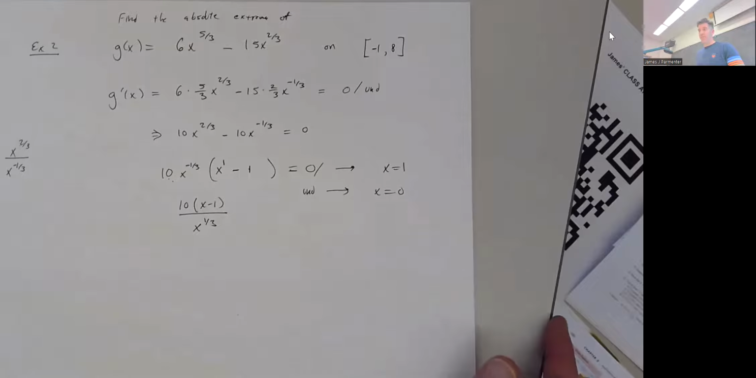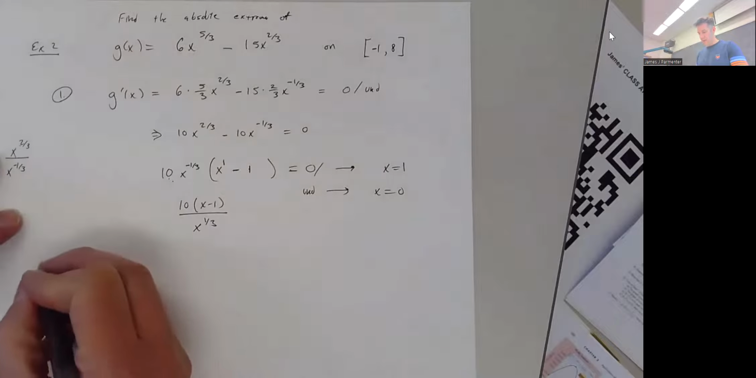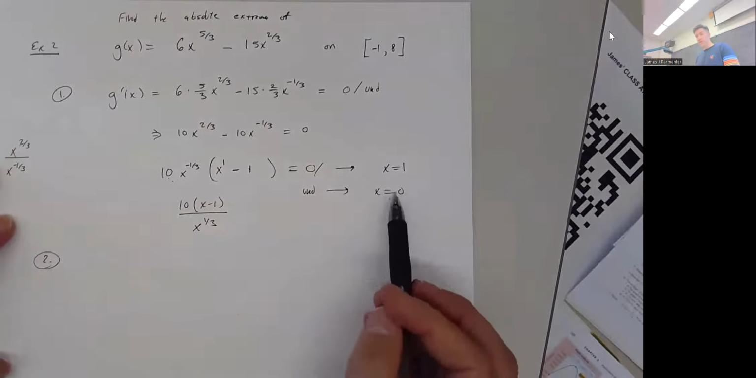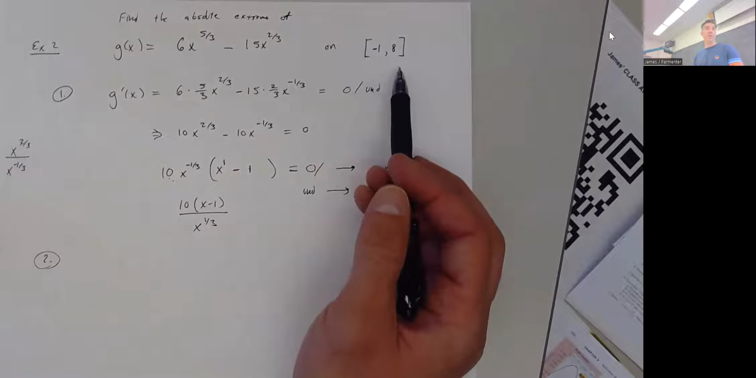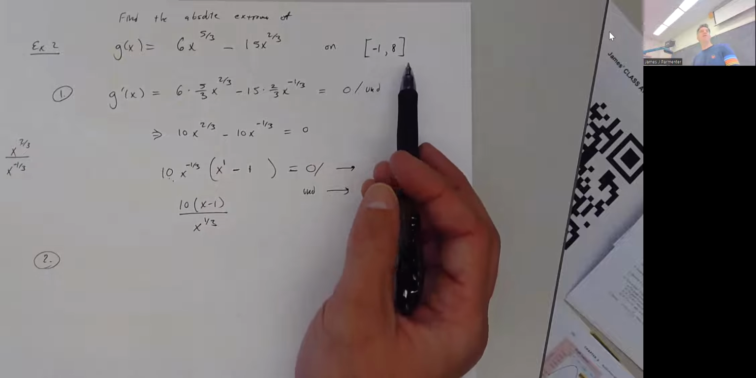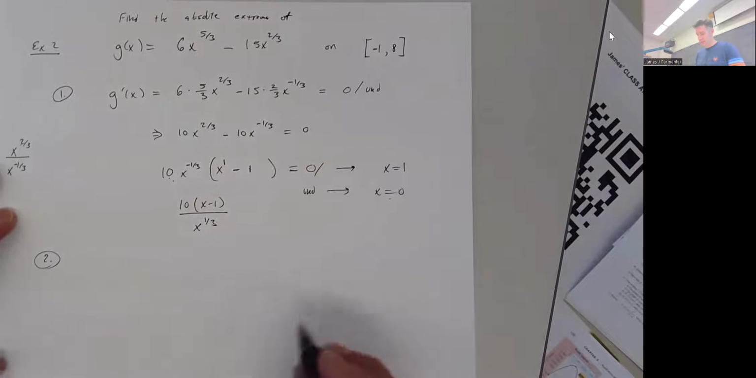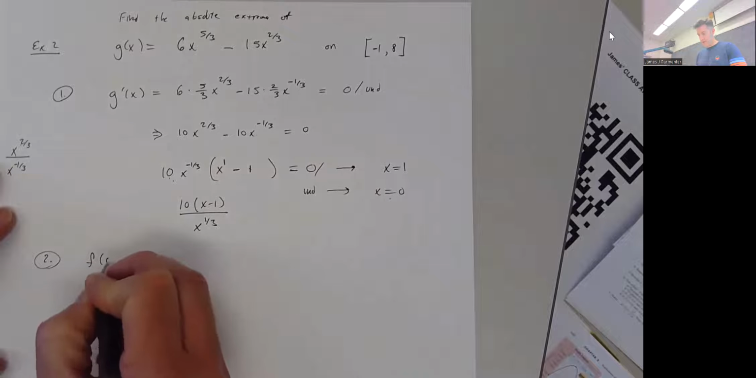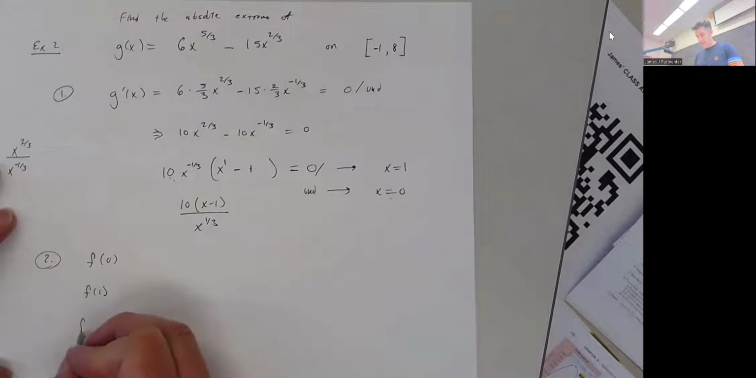All right, let's go ahead and find out. That was our first step here. So now we're going to plug them all in. And once again, both of these critical values are in the interval, so we have to check them both. I should have made a different interval, but I didn't know what the critical values were going to be ahead of time. So we're going to check f of 0, f of 1, and then f of -1 and f of 8.